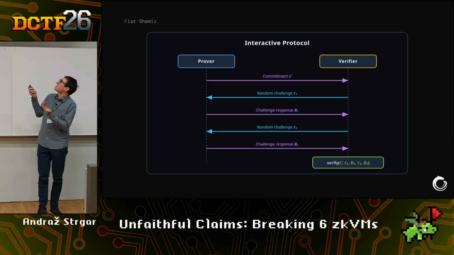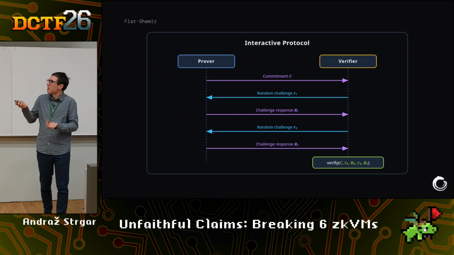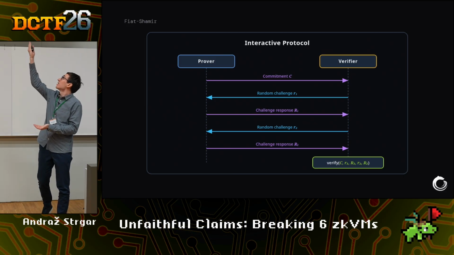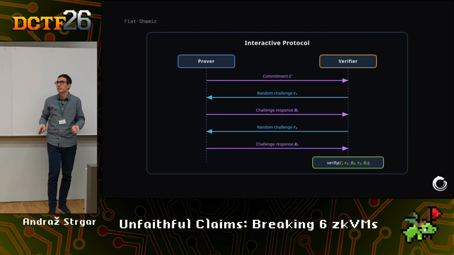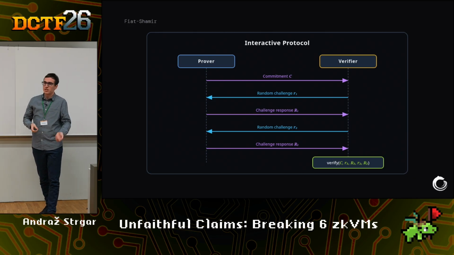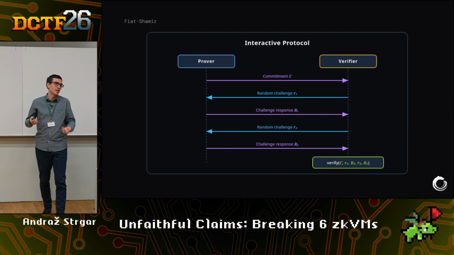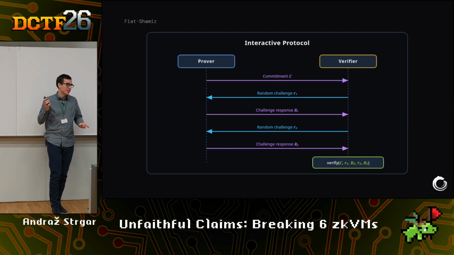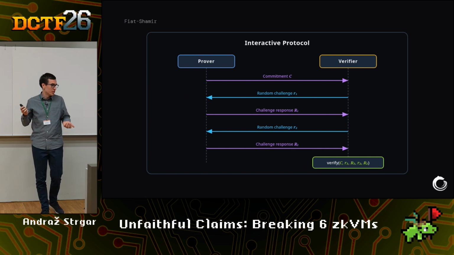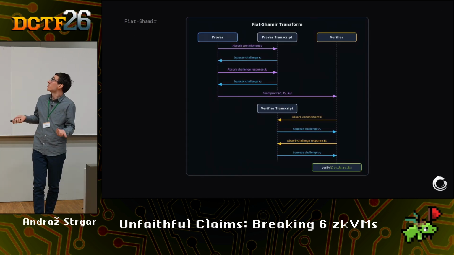But this is not efficient if we have a complicated protocol that's going to have a lot of rounds, a lot of messages. If you send this over the internet to prove something, it's going to take a lot of round trips. It's going to take a lot of time. And that's where we try to make it non-interactive instead.